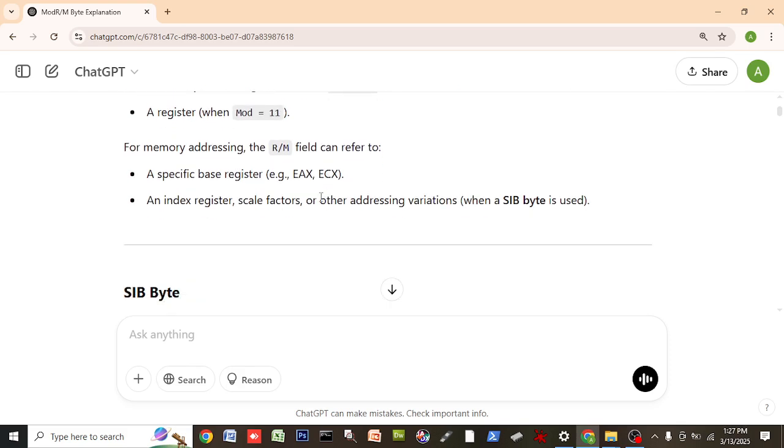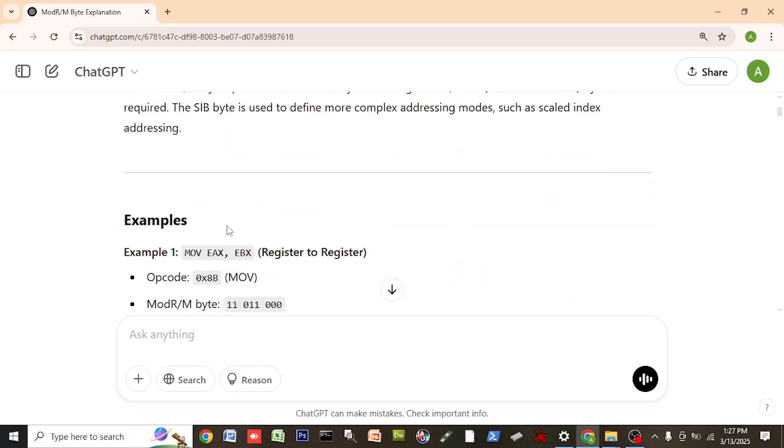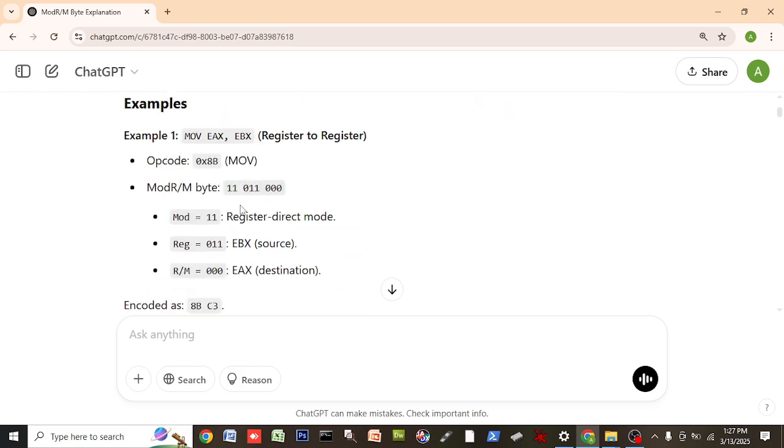And the SIB byte is the same also. The SIB is composed of 7 digits. Now let's say the command is MOV EAX to EBX.